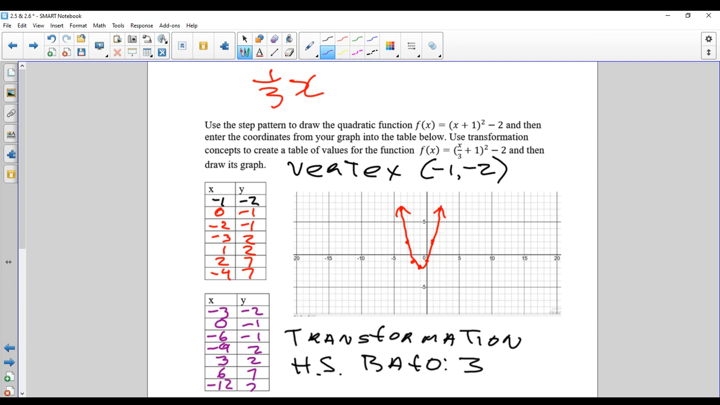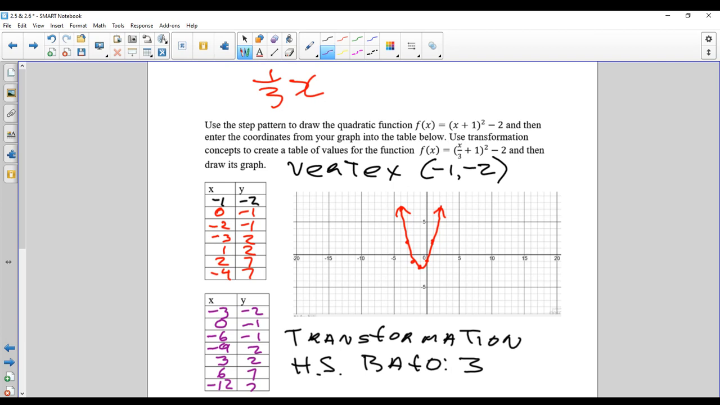Are you doing something to the whole function or just to the x? And that's how you know that is horizontal, first of all. What are you doing to the x? You're dividing it by 3 or multiplying by 1/3. The inverse or the reciprocal of dividing by 3 is multiplication by 3. But horizontally, always make it go backwards. So that's why it's a horizontal stretch by a factor of 3.